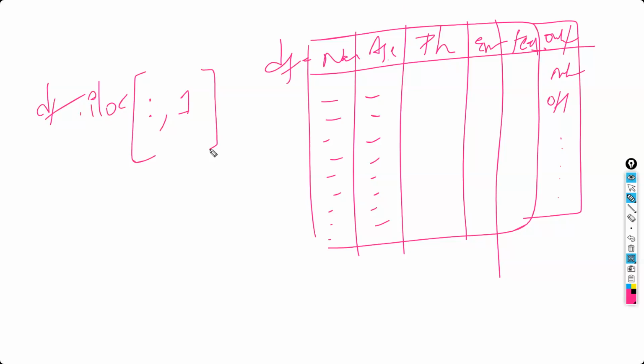Now for that age column, I'm going to apply .min. It will give the minimum value. .max will give you the maximum value. .mean will give the average value. So first you have to separate the age column. Is the point clear?